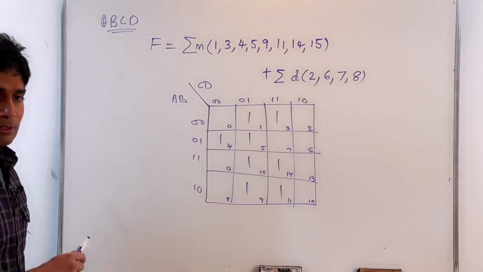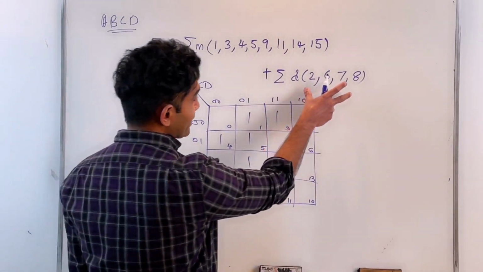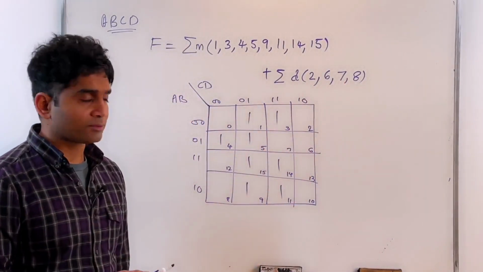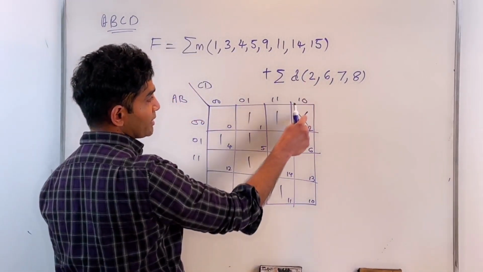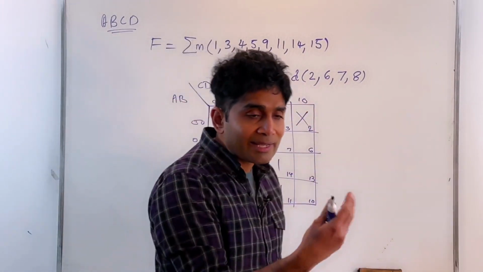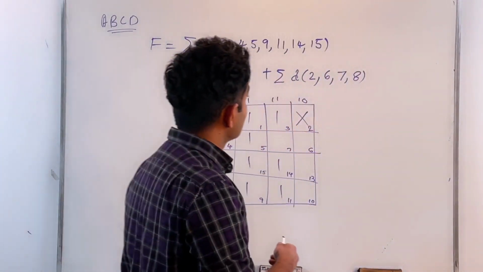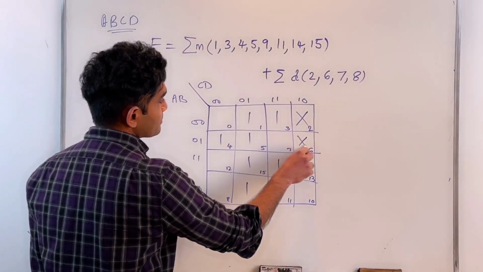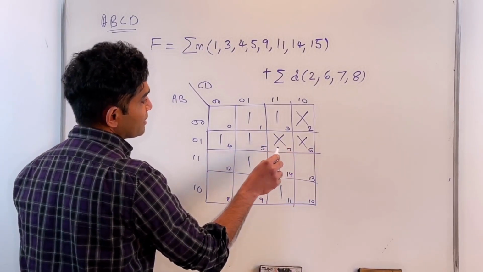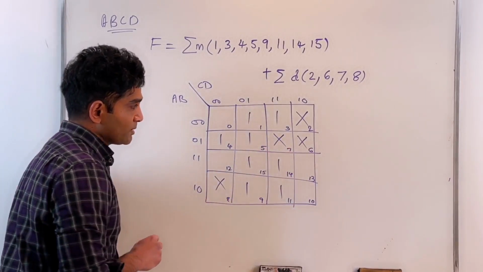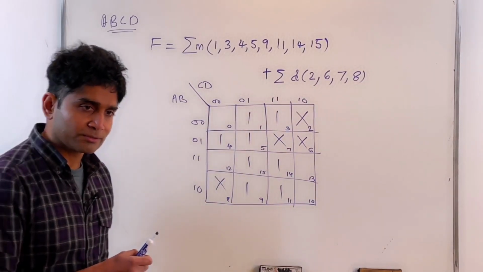The way I place my don't cares in my K-map, I will use these cross signs. That's the don't care. 2 is a don't care. That means, again, I don't care if the output is 1 or 0 there. 6 is a don't care. 7 is a don't care. Where is 7? 8 is a don't care. Okay, so those are my don't care conditions.